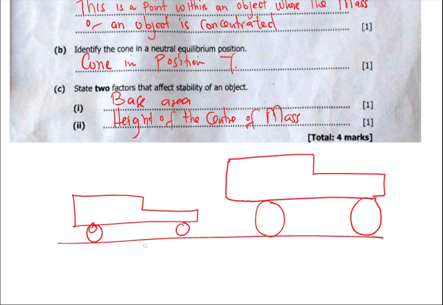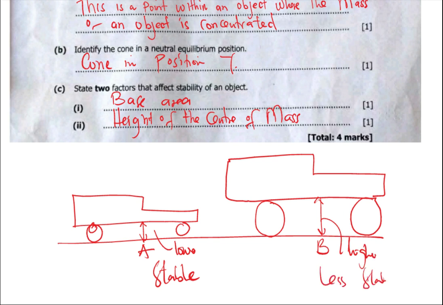Which car is stable between car A and car B? You discover that car A is more stable than B. The reason is that the height of the center of mass for this one is lower as compared to this one, which is higher. So the height of the center of mass for this one is higher, hence it's less stable. This one has a lower height of the center of mass, so it is more stable. This is what we're trying to explain with the height of the center of mass.